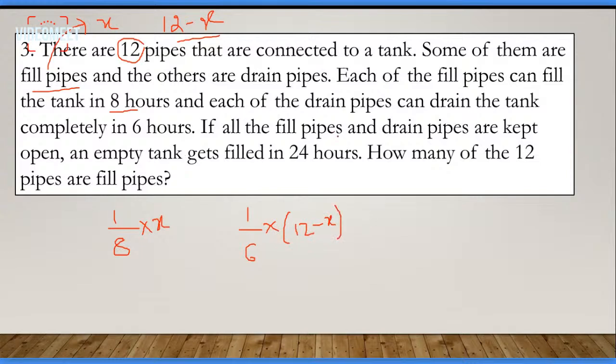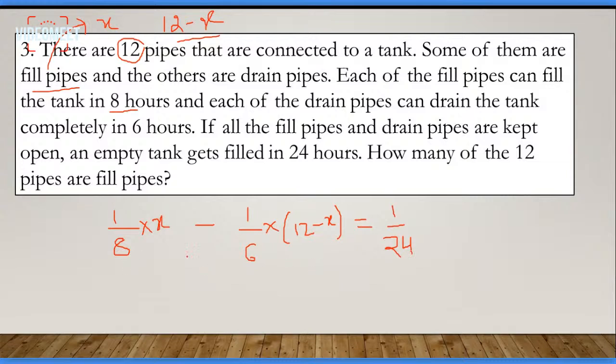Fine. If all the fill pipes and drain pipes are kept open, the tank gets filled in 24 hours. The capacity of the fill pipes is positive, and the capacity of the drain pipes is in minus, because they are draining. When we simultaneously open all 12 pipes, it takes 24 hours to fill. That means in 1 hour, both fill and drain pipes together fill 1 by 24th part.